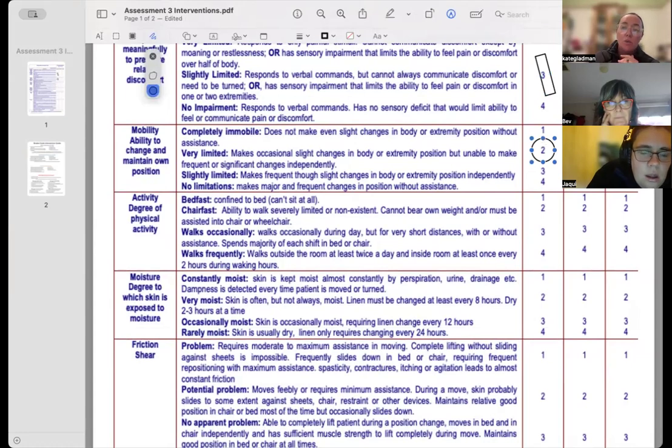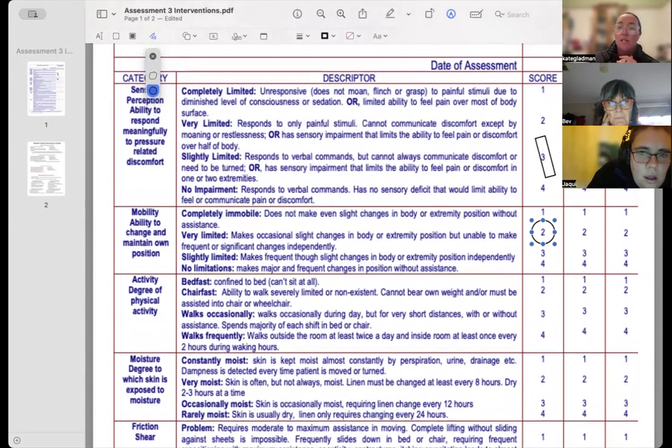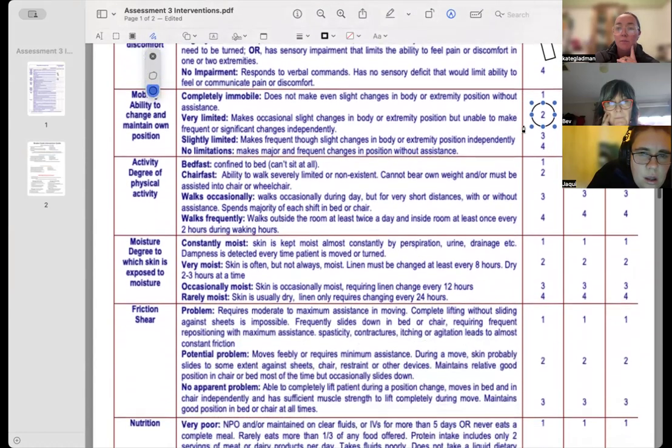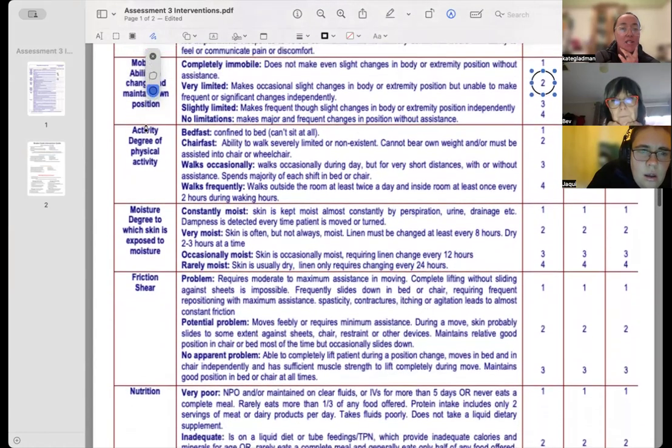And then at the end, we'll add up the scores. These 3 lines here are just the different dates of assessment. And activity, so degree of physical activity. Are they bedfast? Are they confined to the bed? Are they chairfast? Ability to walk severely limited or non-existent? Walks occasionally during the day. They've just broken their hip. Realistically, they're not going to be walking during the day, so let's say 2.